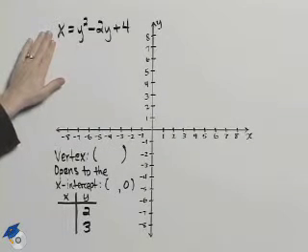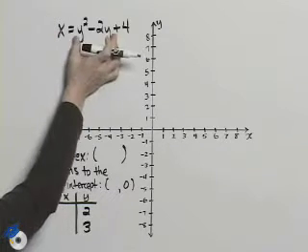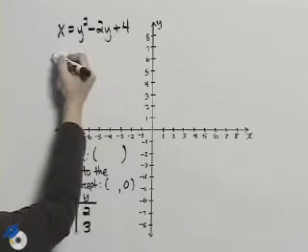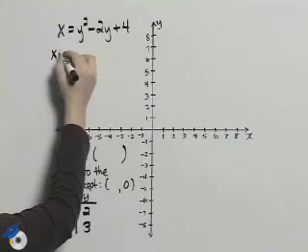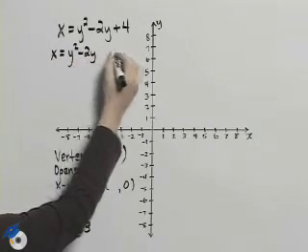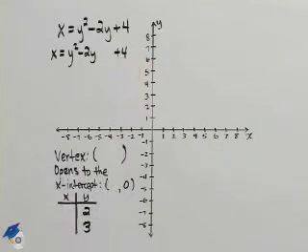To graph this equation, which is a parabola that either opens to the right or left, I'm going to first write the equation in standard form. To do so, we're going to complete the square with y squared and minus 2y. And to do that, I will rewrite this as x equals y squared minus 2y. I'll leave a space and write plus 4.